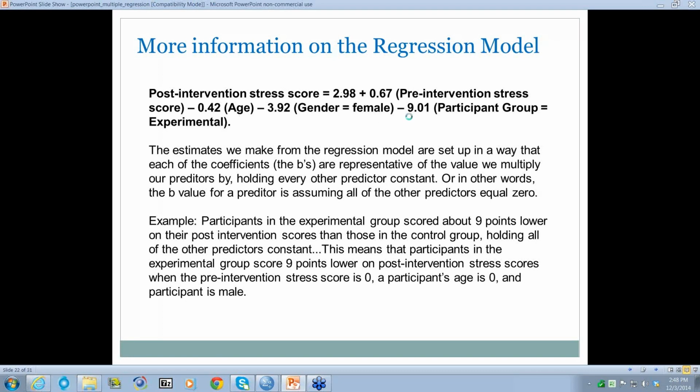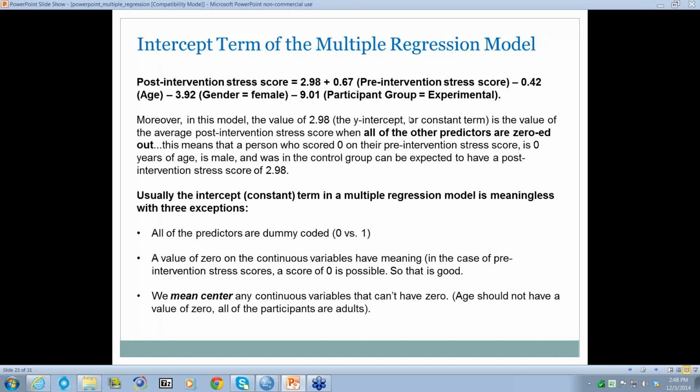this constant term is not worth much. Okay, but let's talk about that a little bit more. I think I already talked about this. When all the other predictors are zeroed out, it means a person who scored 0 on their pre-intervention and is a baby, is male, and was in the control group can be expected to have a post-intervention stress score of 2.98, because everything else is zeroed out.